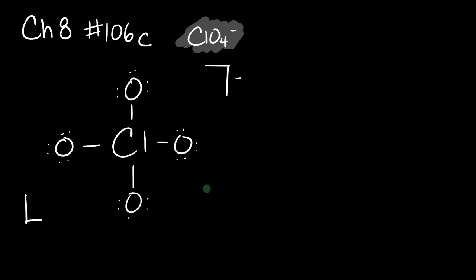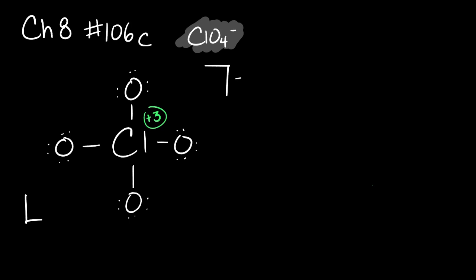So to calculate that formal charge, we're going to do chlorine's valence electrons, which is 7, minus the number of lines around chlorine in our structure, which is 4, plus the number of dots around chlorine, which is 0. So 7 minus 4 is positive 3. So in the compound that we've drawn, chlorine has a formal charge of plus 3.